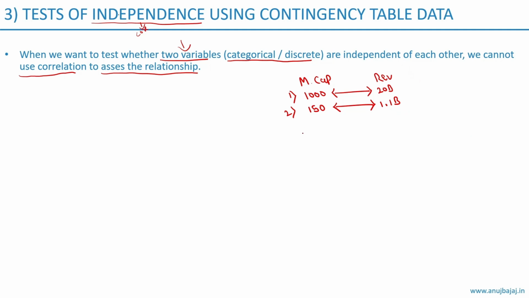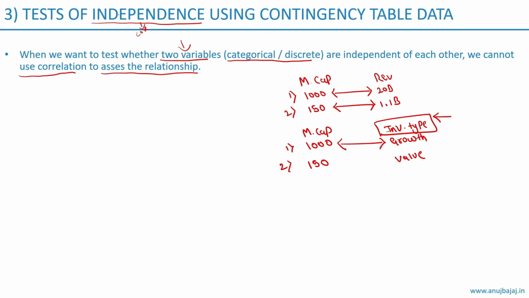But what if I want to check whether any relationship exists between the market cap and the investment type? Suppose I have 10 companies in the sample, where say the first company has a market cap of $1,000 billion, and the second company has a market cap of $150 billion. And suppose I classify the first company as a growth company and the second company as a value company. Similarly, I classify all the 10 companies. Now, because the investment type is categorical data, it becomes difficult to find whether these two variables are related or not. Hence, correlation cannot be used in such cases.